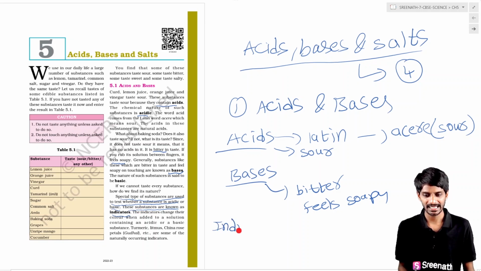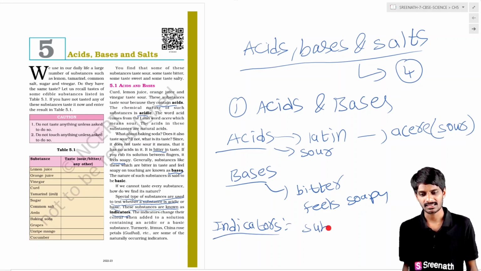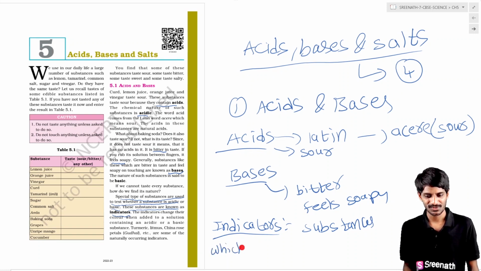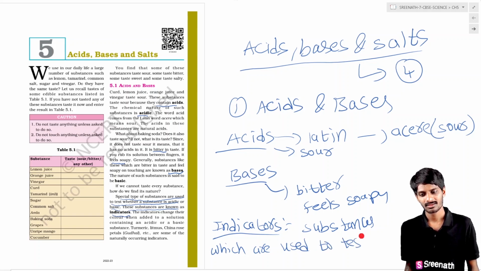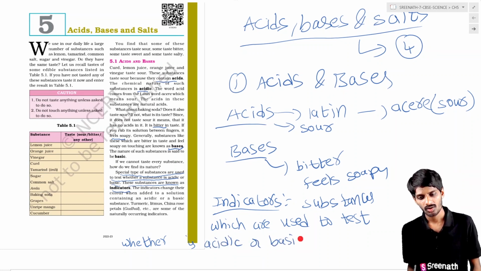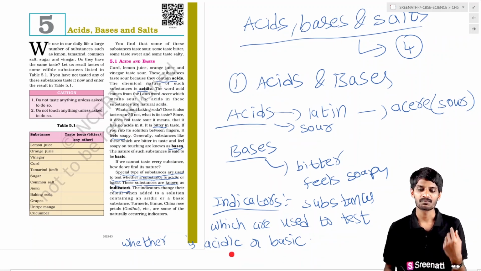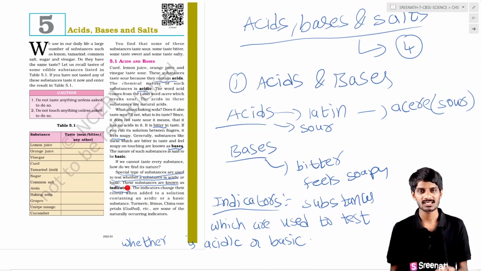What is the definition of indicators? Indicators are substances which are used to test whether a given substance is acidic or basic. We call those indicators. Basically, indicators are the substances which are used to test the acidic nature or basic nature.